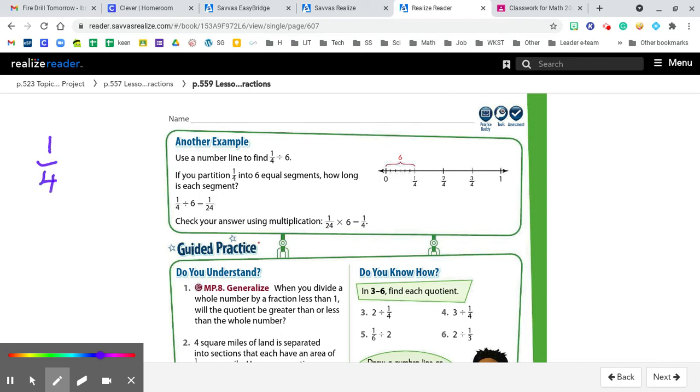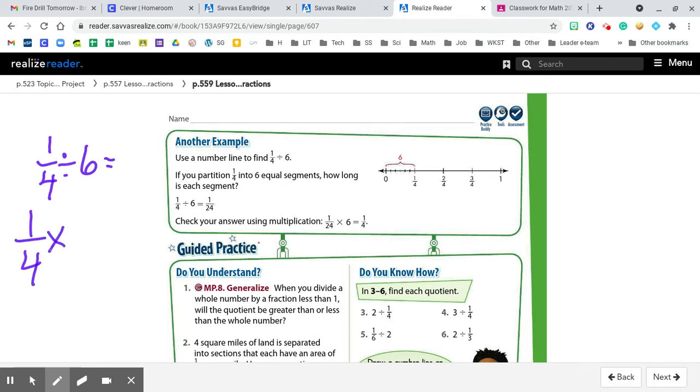If you do it the math way, use an equation, keep the first, change the sign, and flip the second, you're going to see it's 1/24. And you can check your answer using multiplication, just like you can in a regular division problem.